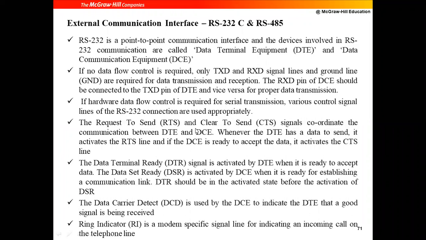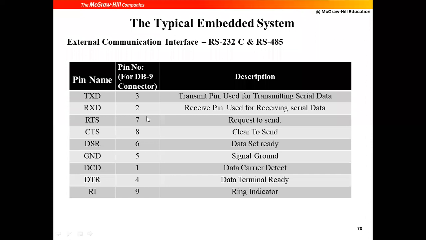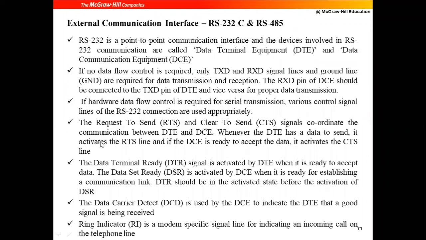That acknowledgement signal is known as clear to send, the CTS signal. So this is the first step. First, the RTS signal will be sent from device 1. In response to that, a CTS signal, clear to send, will be given back by the second device. After receiving the CTS signal, whenever the DTE, the first device, has data to send, it activates the RTS line, and if the DCE, the second device, is ready to accept the data, it activates the CTS line. So here the communication link has been established.